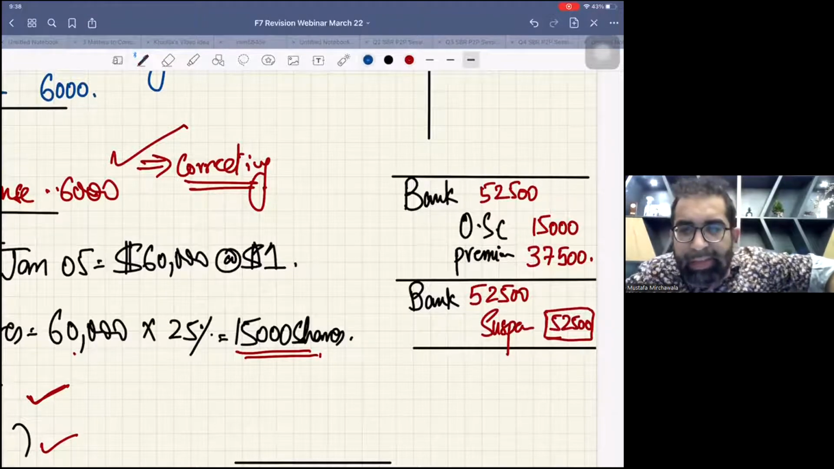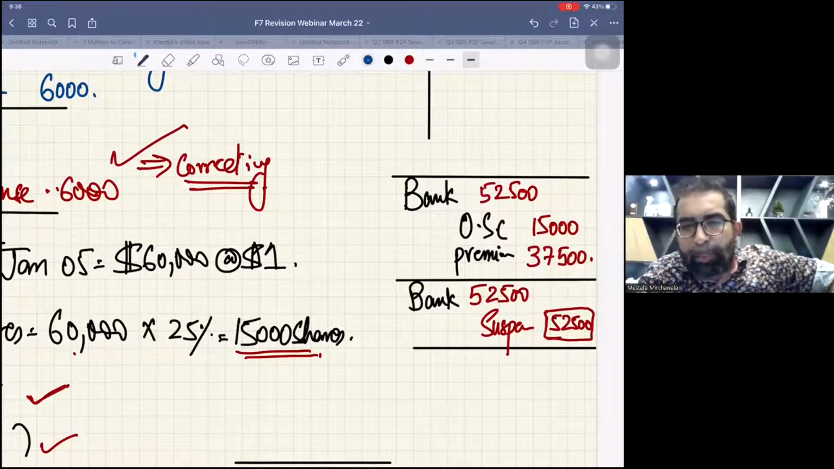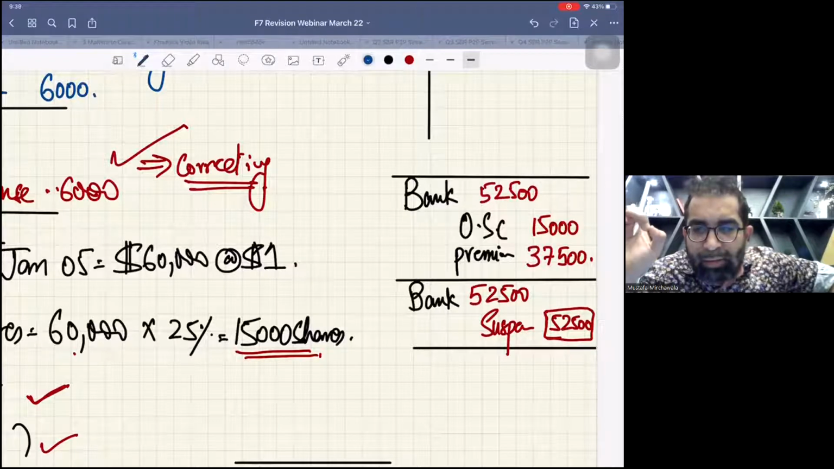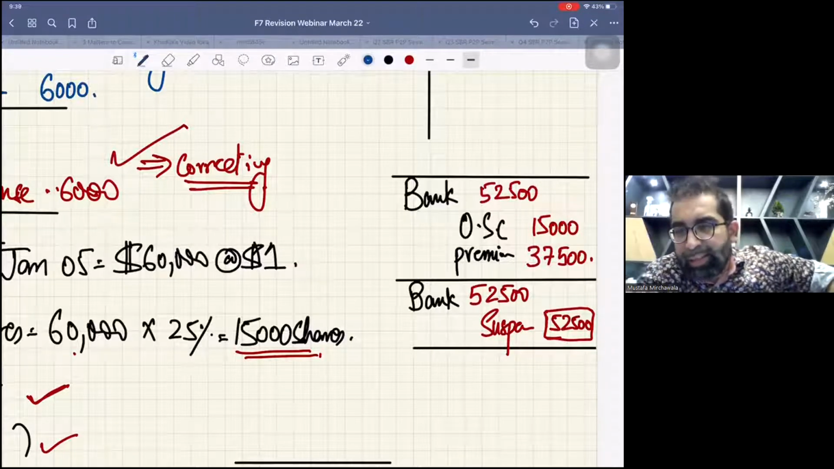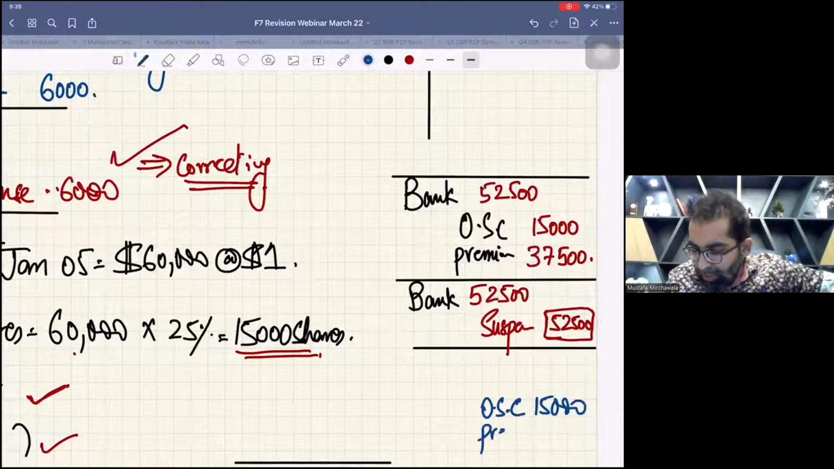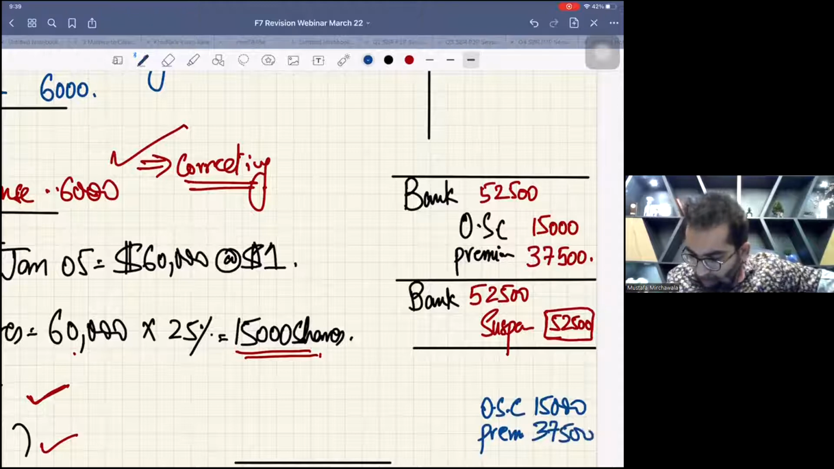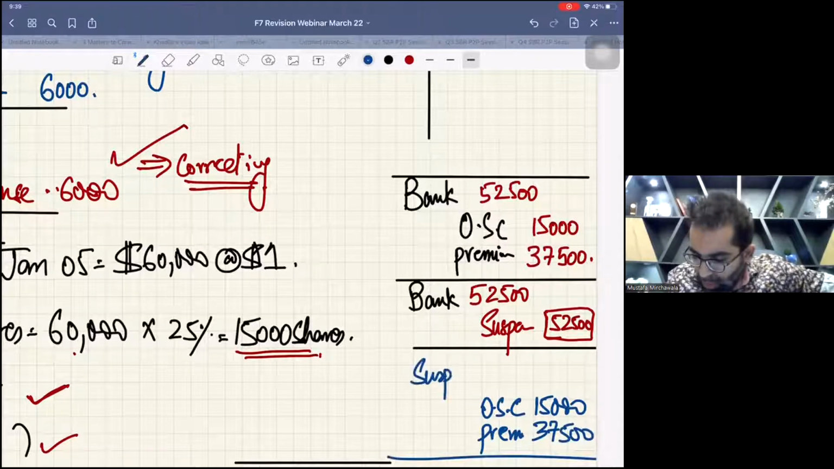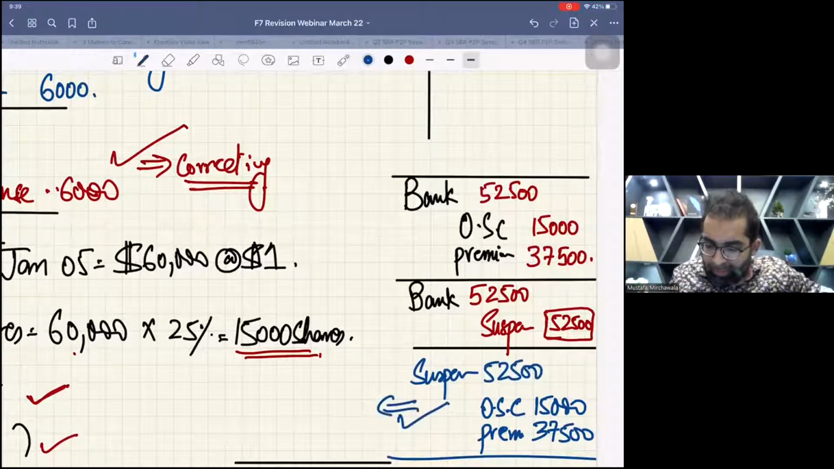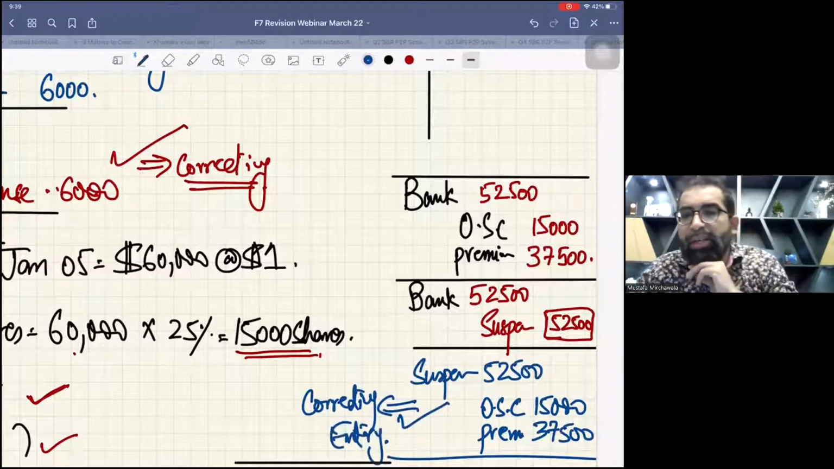Now, can any gentleman make the third correcting entry? Yes. In the correcting entry, just compare these two entries. Bank is perfect. There is no mistake in the bank. Yes, you should have credited share capital and share premium, but you didn't. So let's do it. OSC will be credited by 15,000 and share premium will be credited by 37,500. And now obviously you need to debit the suspense account by 52,500. This is the correcting entry.